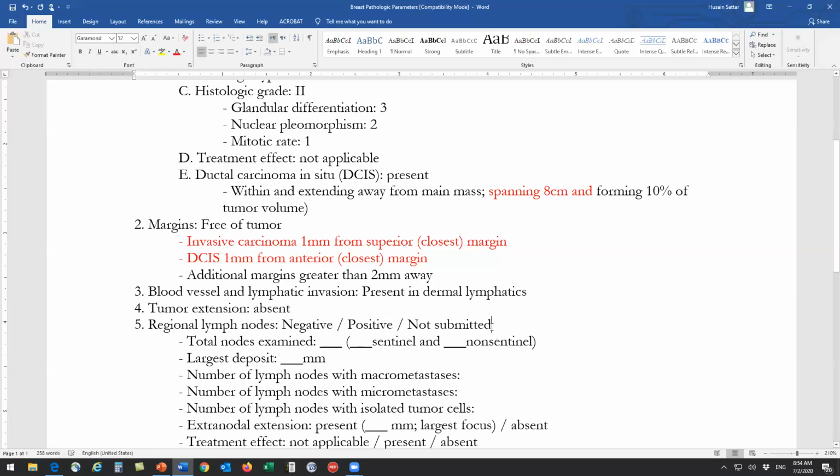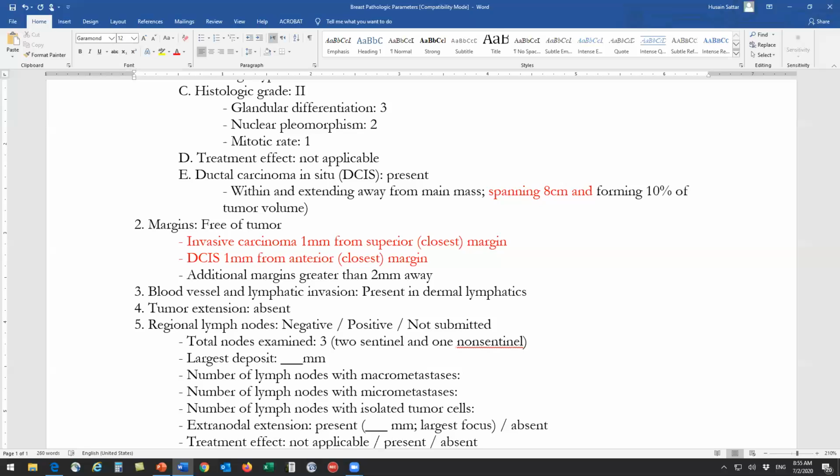And then the regional lymph nodes. You're going to say positive, negative, or not submitted. Negative means that all the nodes that you looked at are negative. Positive means that some or all of the nodes that you looked at are positive. And not submitted means that the surgeon did not submit the lymph nodes, not that we did not submit. So here we enter the total number of nodes examined. If let's say they did a sentinel node biopsy, I would enter 3. And then I'm going to say how many are sentinel, 2, and how many are non-sentinel, 1.